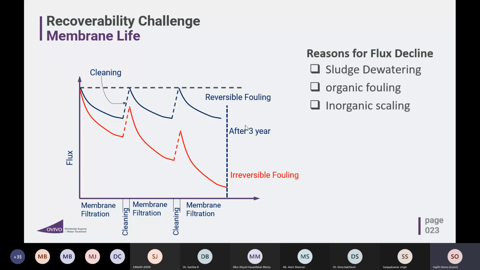These are the three major reasons for flux decline. Sludge dewatering can happen between the membrane plates. It can be an organic fouling or an inorganic fouling, which is irreversible.